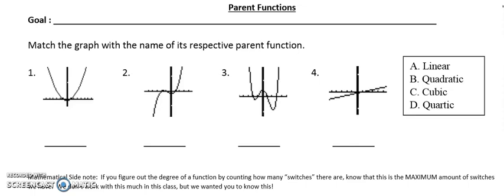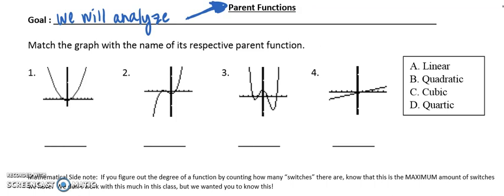Alright guys, today we're going to talk about parent functions. More specifically, we will analyze parent functions. Match the graph with the name of its respective parent function.